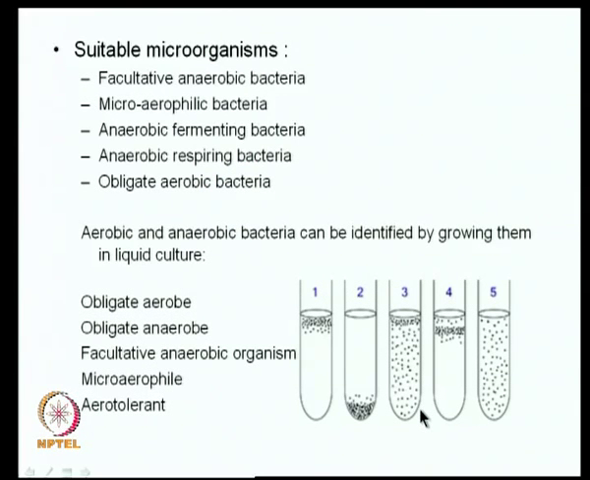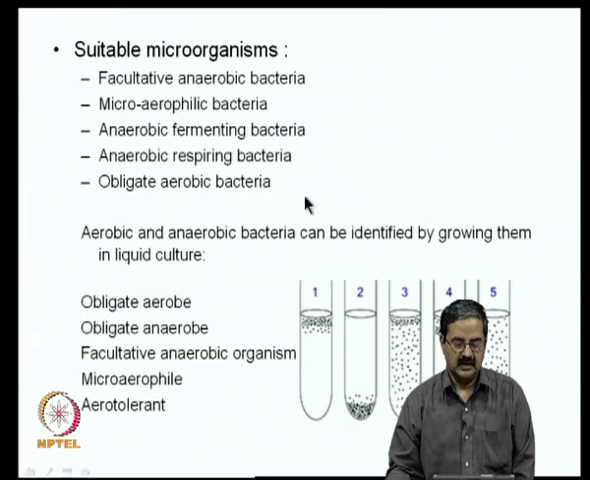This is what it is, and in this connection we need to identify suitable microorganisms. They are of different types. One is facultative anaerobic bacteria, microaerophilic bacteria, anaerobic fermenting bacteria, anaerobic respiring bacteria, obligate aerobic bacteria. There could be different types. In fact, it is said that the count of billions of bacteria that are present is so much that it is an unexplored area in the area of biotechnology.